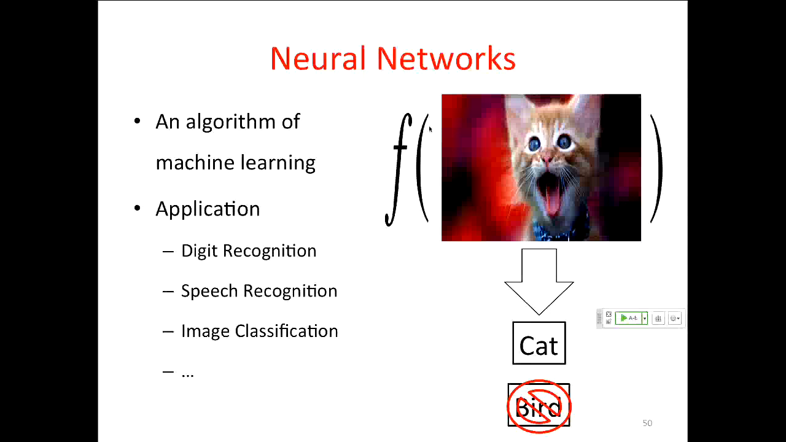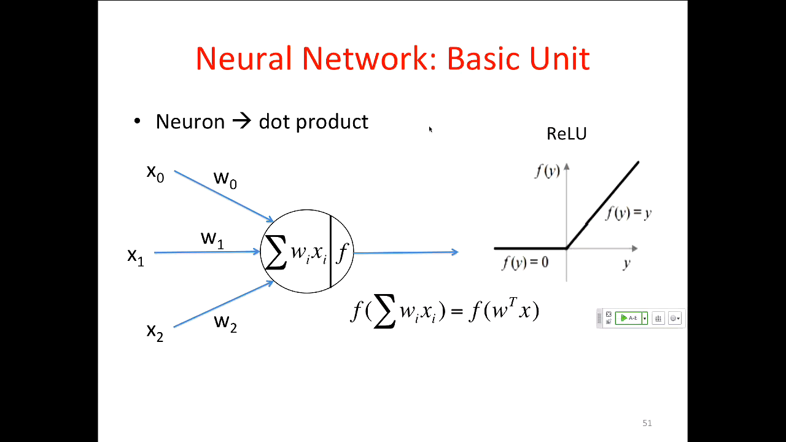Neural networks are an algorithm of machine learning. Their applications include digit recognition, speech recognition, image classification, or whatever. And here's the basic unit of neural networks. It's called a neuron, to mimic the behavior of an actual biological neuron. This graph is somewhat complex, but actually we get some inputs, and then we calculate the weighted sum of these inputs. Each branch has its own weight, right?